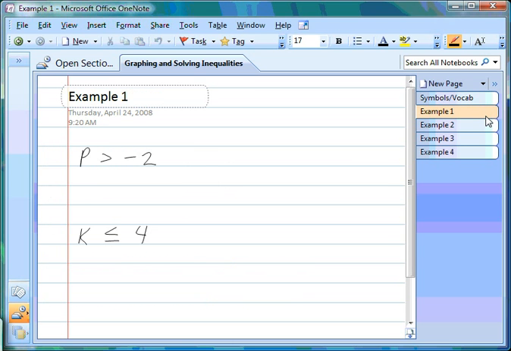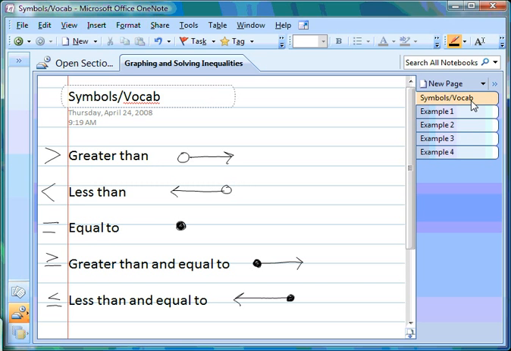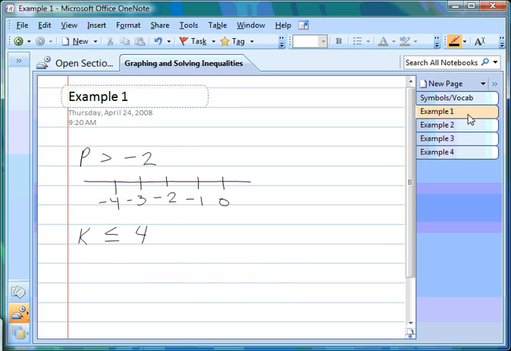Now, what to do with these? Here are a couple of examples of problems. If we have P is greater than -2, to graph that on a number line, we first create the number line, put -2 in the middle, and then number up and number down. Greater than. Let's flip back to our symbols page. Greater than on our symbols page shows an open circle with an arrow to the right. So we need an open circle above -2 with an arrow to the right.